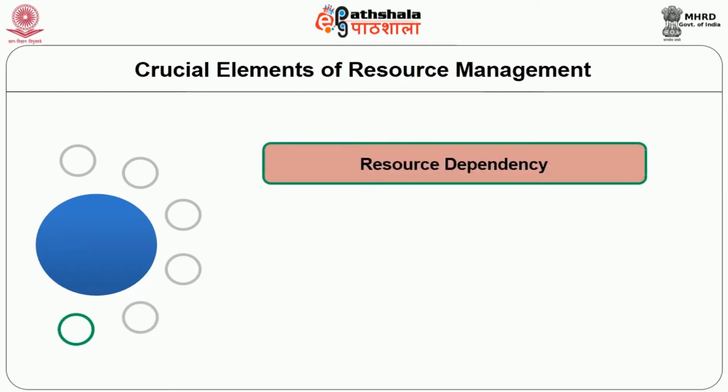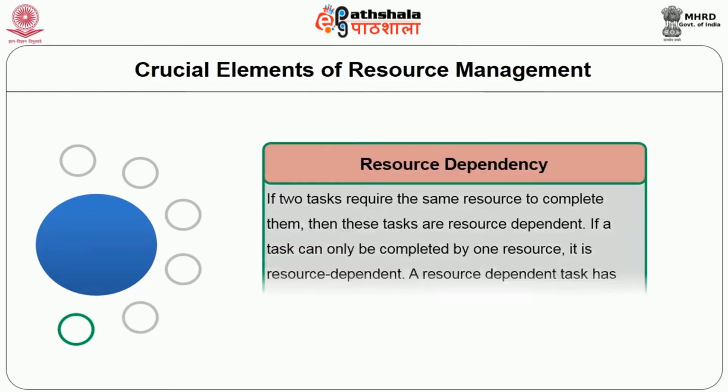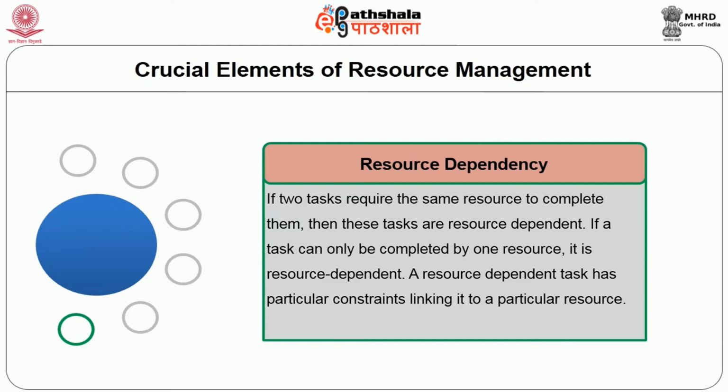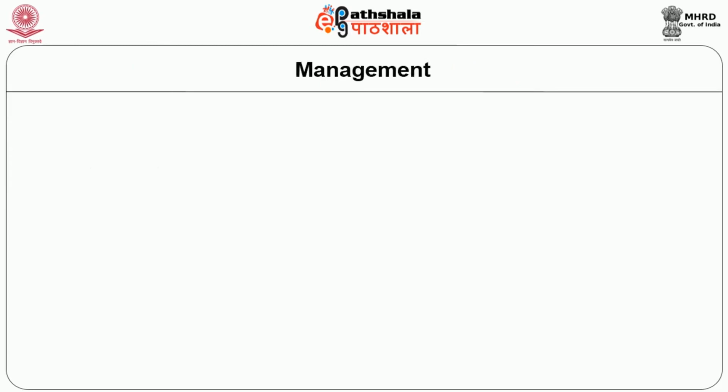So next is resource dependency. If two tasks require the same resource to complete them, then these tasks are resource dependent. If a task can only be completed by one resource, it is resource dependent. So a resource dependent task has particular constraints linking it to a particular resource. So now we will see the 9 factors which should be considered for effective management of the resources.